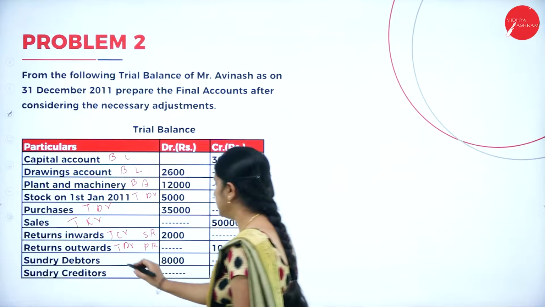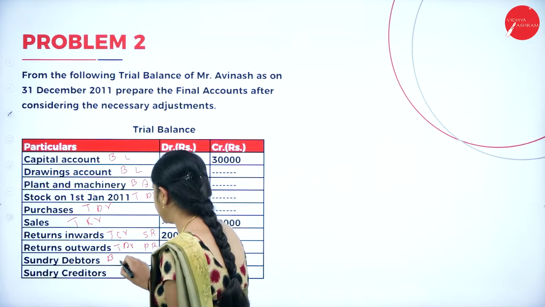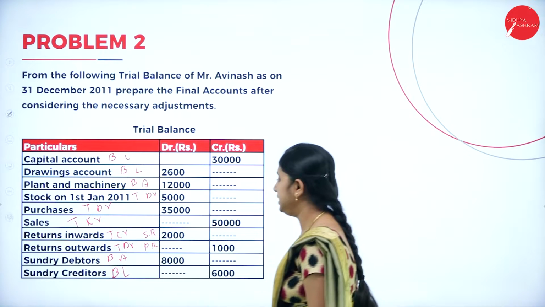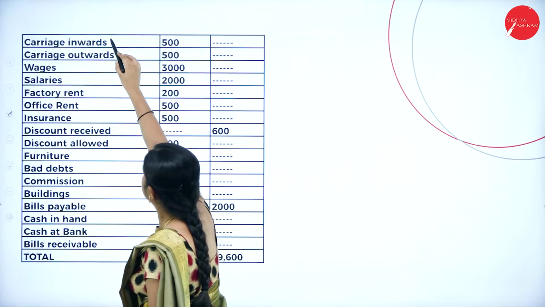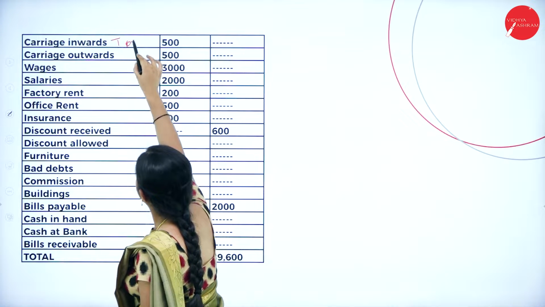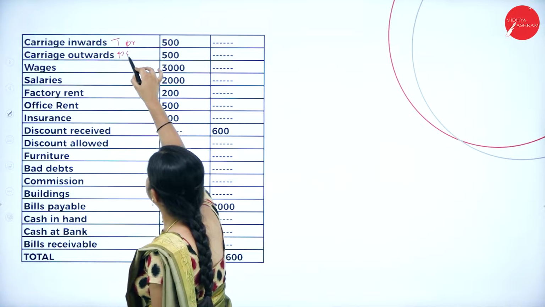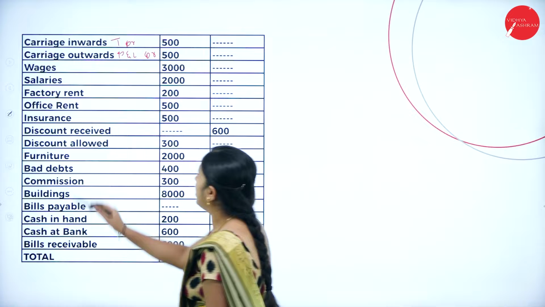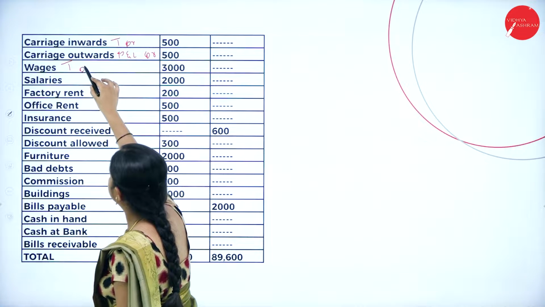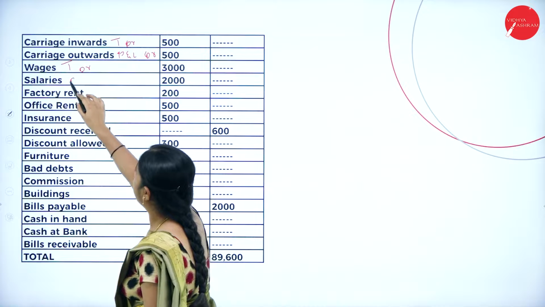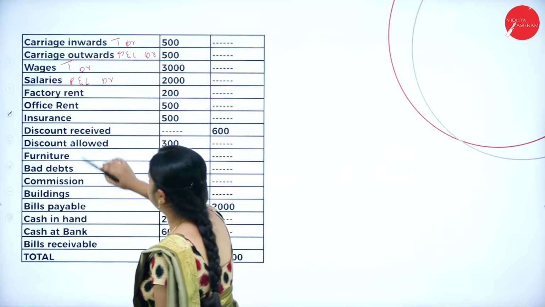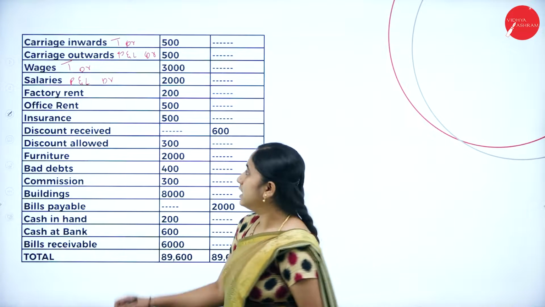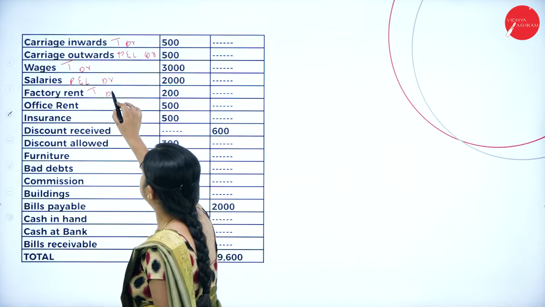Next, sundry debtors. Debtors is an asset, comes under balance sheet. Creditors, balance sheet, liability. Next, carriage inward. Trading account, debit side. Carriage outward. Profit and loss account, debit side. Indirect expenses. Wages, trading account, debit side. Salary, profit and loss account, debit side. Factory rent, factory expenses. Factory expenses come in trading account. So trading account, debit side.